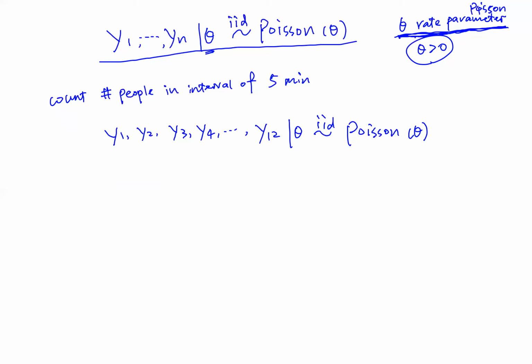So IID itself, first of all, independent, meaning that even though I'm standing at the same place, which is probably not a good assumption, if we put the model like this, we're saying that for the next hour, I break it into 12 different intervals with the same length, 5 minutes, and the number of people I count in each interval is independent of the others. That's probably not true because it depends on where you are and the time of day as well. But still, if you put down a model like this, that's what you're doing. And the first I is independent, the other one is identical. Identical here means that each of these has the same rate and each of these is Poisson.